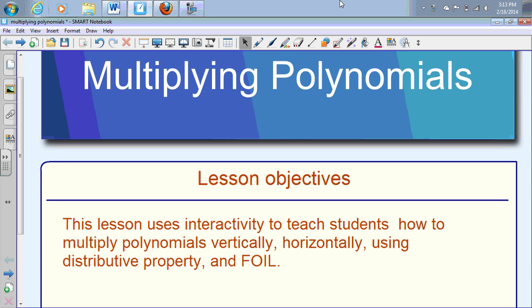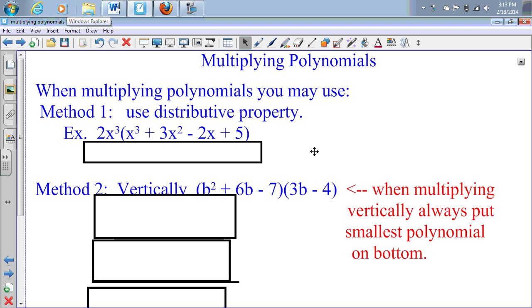Okay, this is multiplying polynomials. As you can see, we're going to be using different methods. This goes with lesson 9.3 on page 505. We're going to look at multiplying vertically, horizontally, using the distributive property, and then the FOIL method, which we'll get to in a minute. Okay, so you have these slides in your notes.